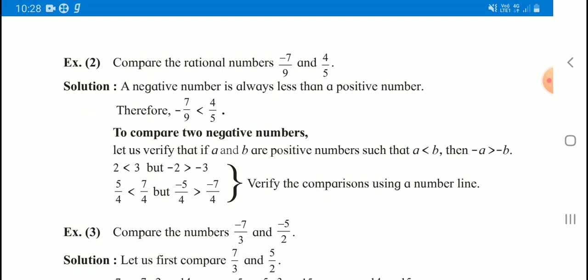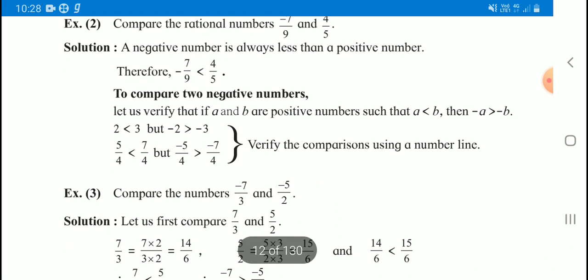You know that a negative number is always less than a positive number. Therefore, here you can easily get the answer for these rational numbers. That is, negative 7 upon 9 is less than 4 upon 5.